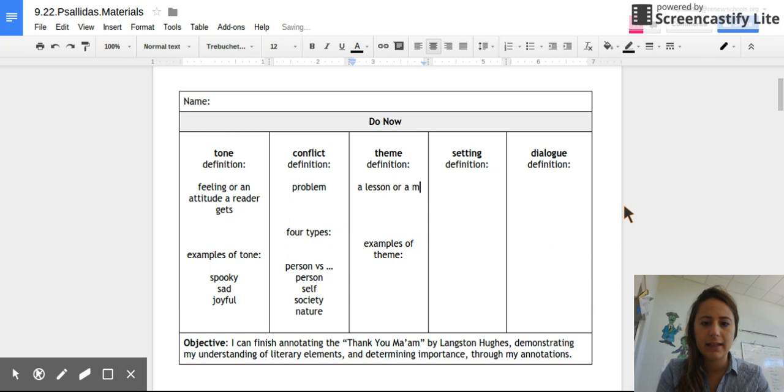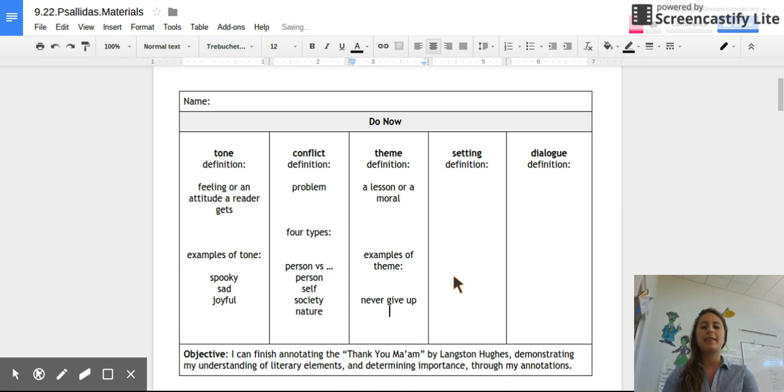Theme is a lesson or a moral, something you can take away from a story. So an example of a theme could be never give up. Go ahead and try and think of a theme that we read in our passage yesterday. A theme that I could come up with was don't steal, because we see that boy stealing in the text. Or don't do something bad if you don't want to face the consequences.